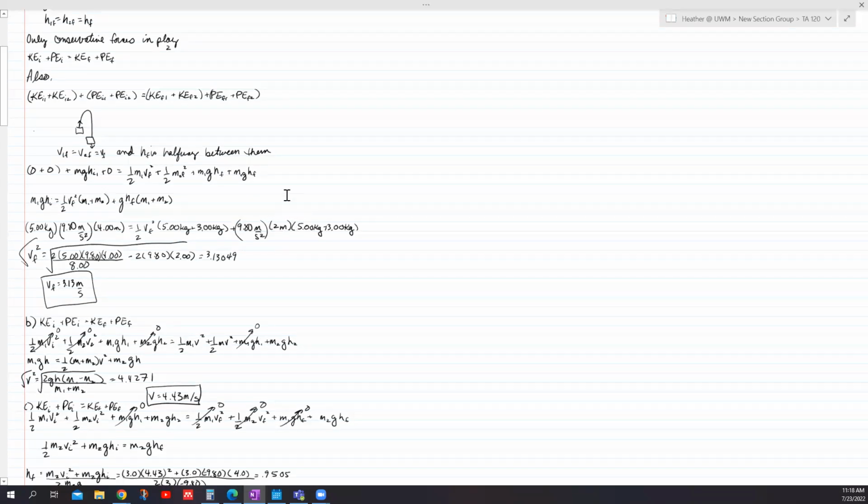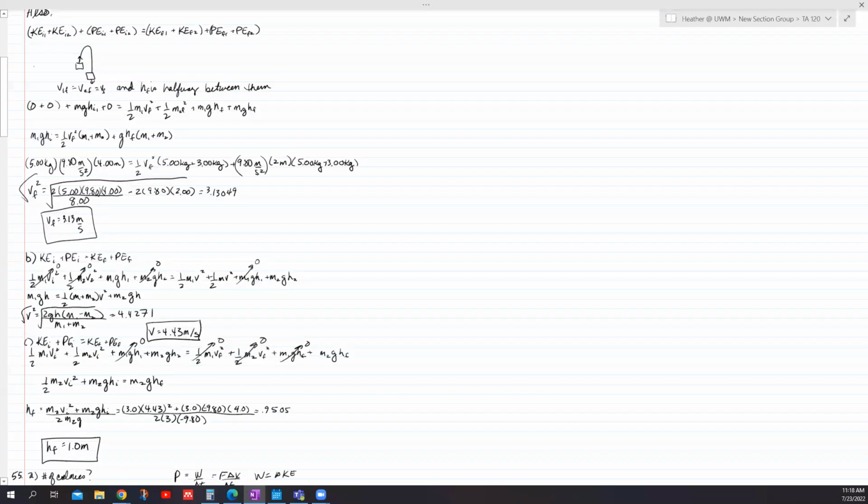Plugging in what we know, lots of numbers, solving for vf squared, we end up with 3.13049. Final velocity is 3.13 meters per second. Okay, determine the speed of each object at the moment the 5 kilogram object hits the table.